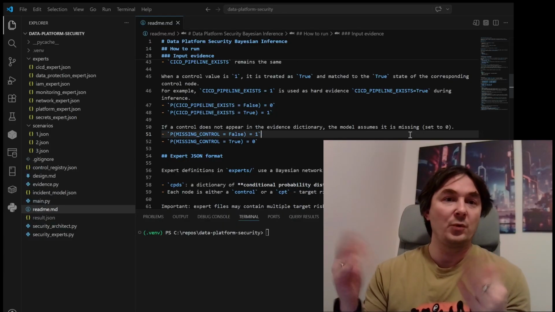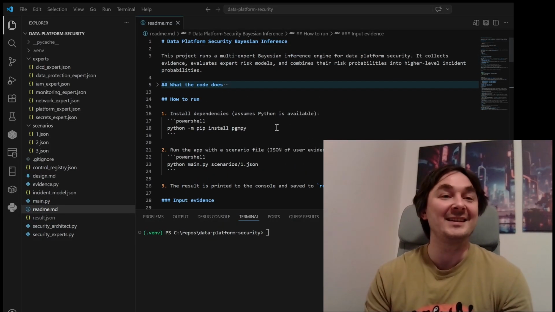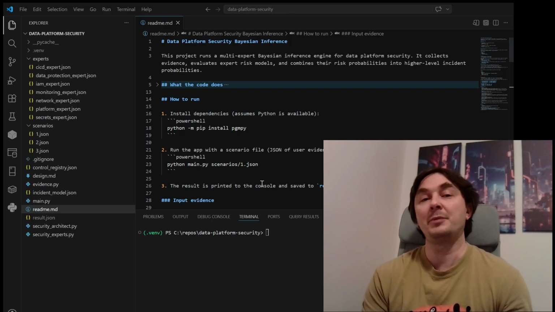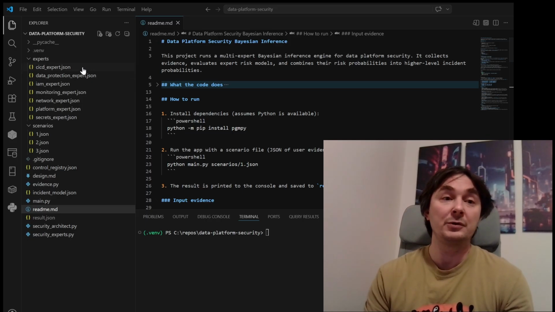Now that we discussed what Bayesian networks are, how they can help us, and why I want to use them, let's finally jump into the code and build it. Here, what I have is a README file. Let's start slow, but basically that README file sits in my Git repository that is available for you to test it out and see what's going on.